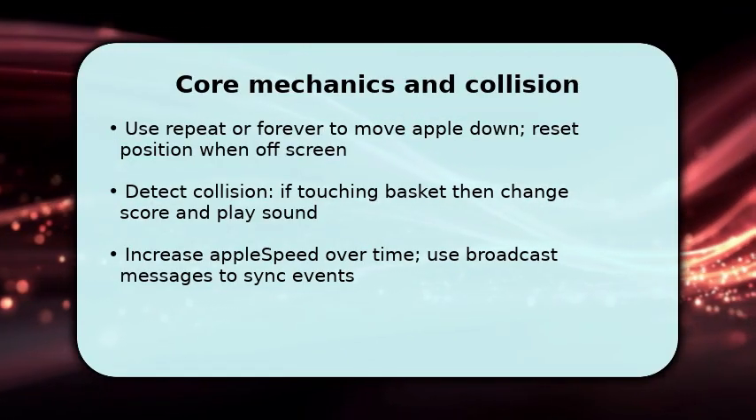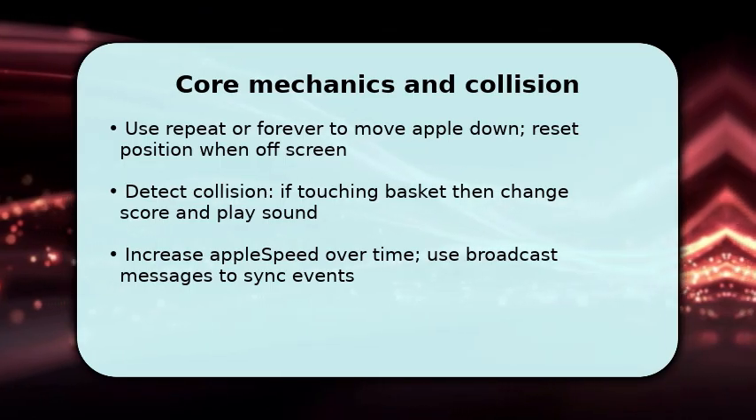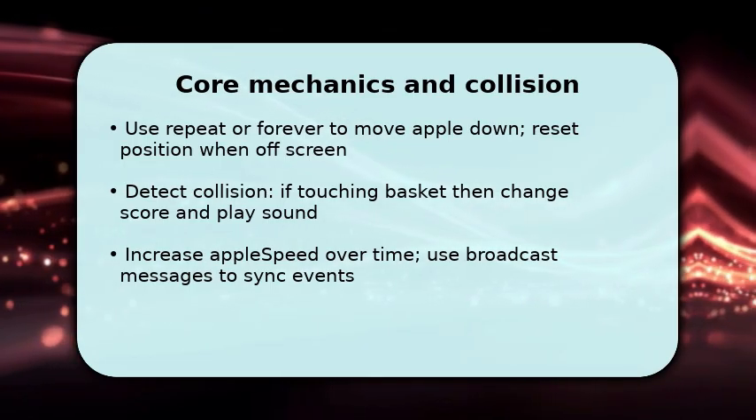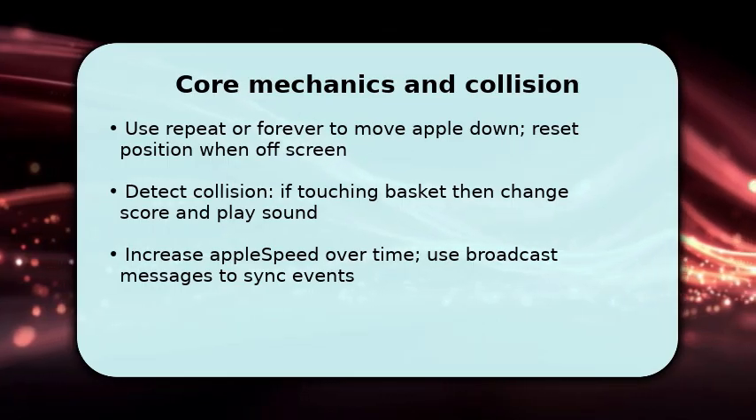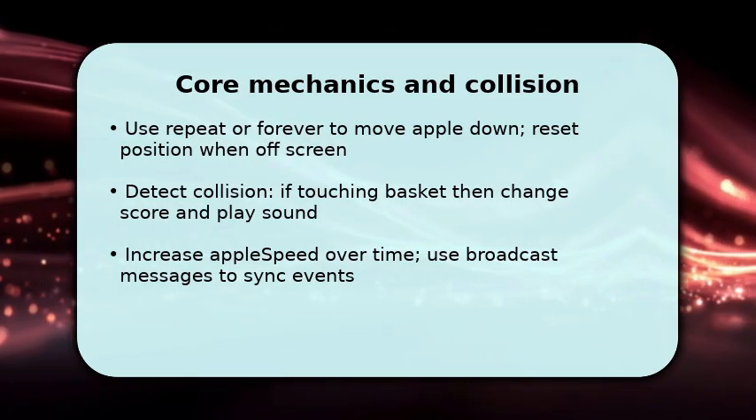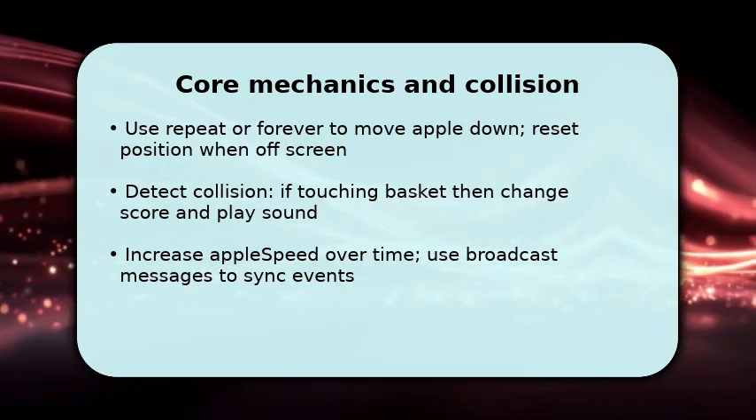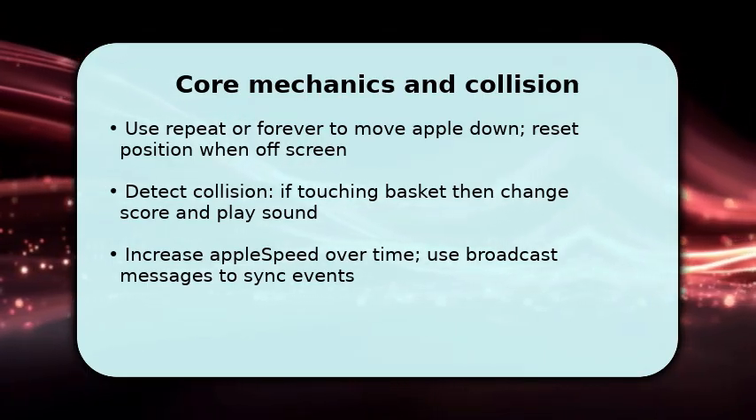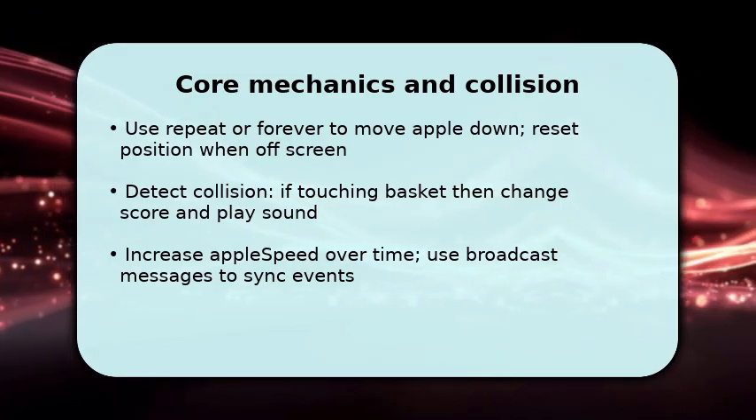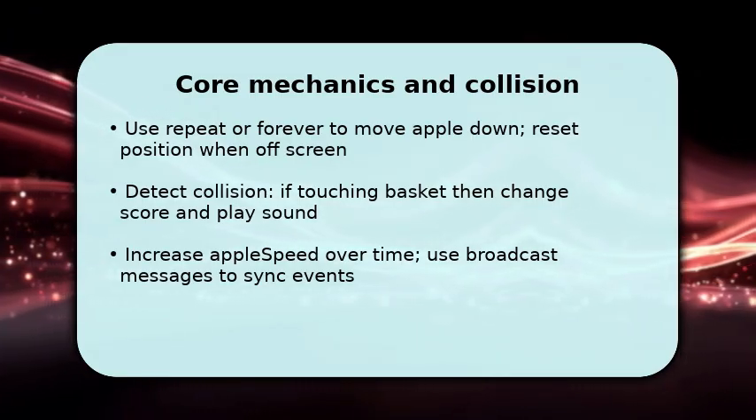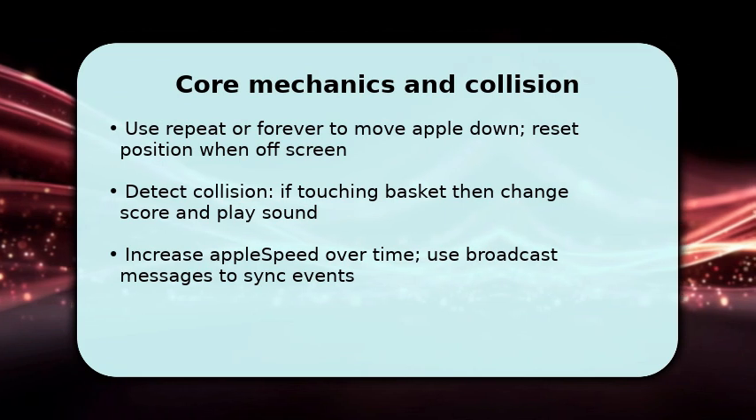Use an if touching basket block to increment score, play a catch sound, and broadcast a caught message. Then hide and wait briefly before showing a new apple. If the apple passes the bottom without touching, decrement lives and flash a miss costume so the player sees consequences. Increase apple speed gradually to raise challenge.